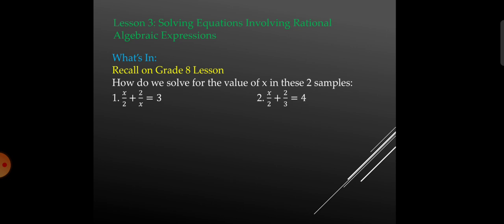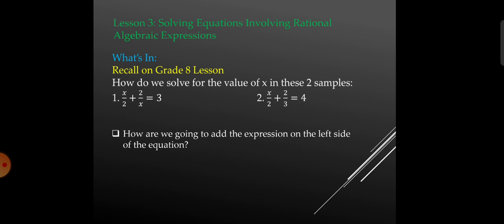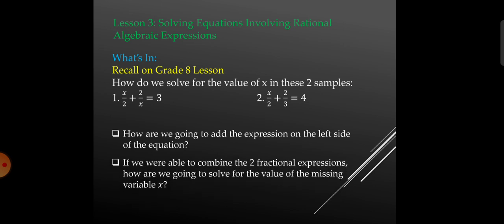First example, x over 2 plus 2 over x equal to 3. The second example, x over 2 plus 2 over 3 equal to 4. So, how are we going to add the expressions on the left side of the equation? Then, if we were able to combine the 2 fractional expressions, how are we going to solve for the value of the missing variable x? That's a question that we need to answer.